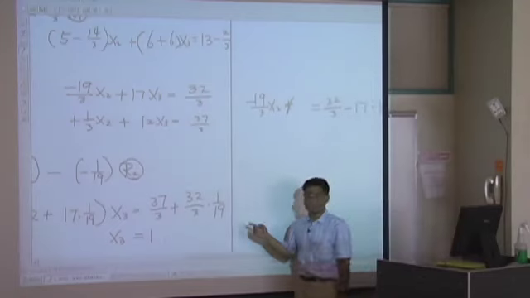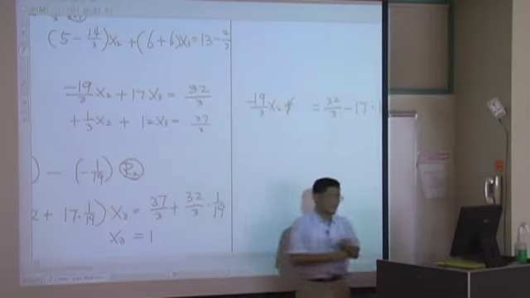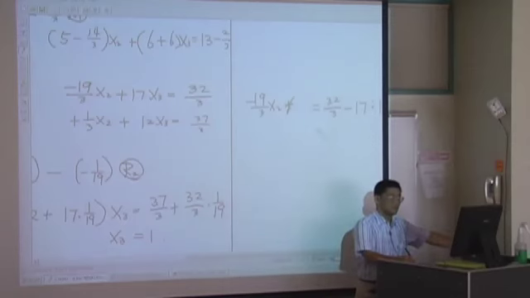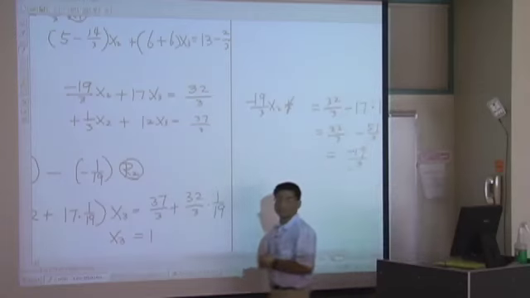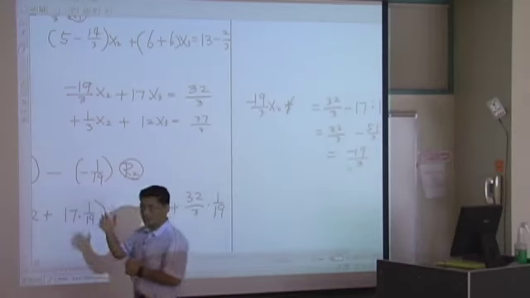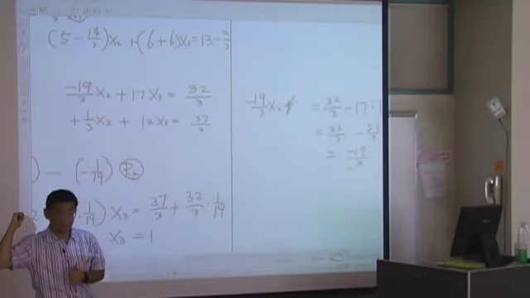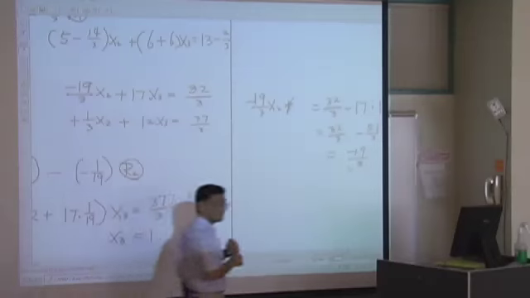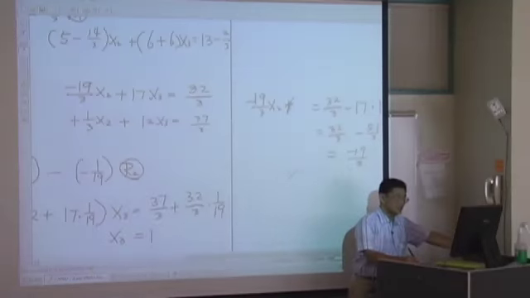Right? So let's do the calculation. Then this is equal to 32 over 3 minus 51 over 3. Then it is minus 19 over 3. So now can you find x2? x2 is what? 1, right? x2 is found.